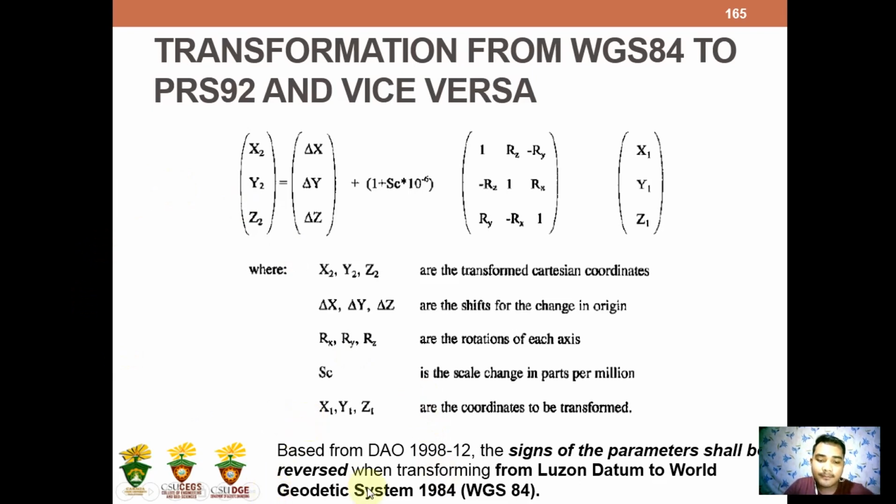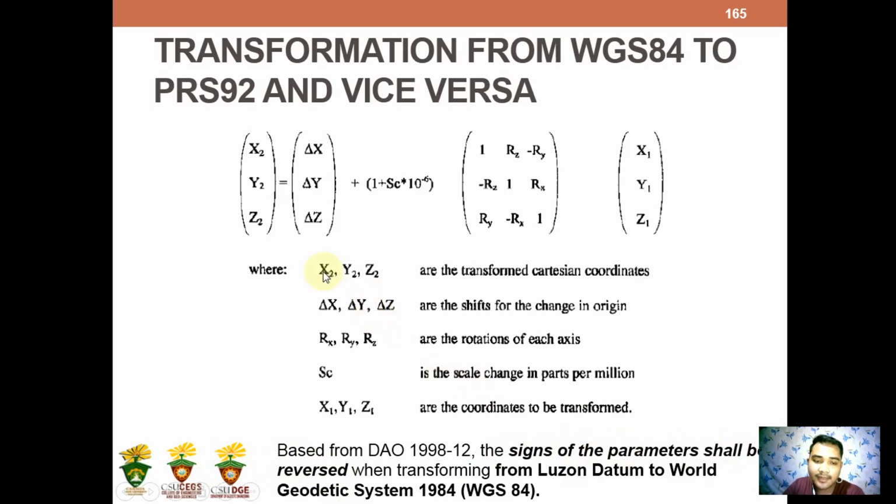Based on the DAO 1998-12, the signs of the parameters shall be reversed when transforming from Luzon datum or the PRS-92 to World Geodetic System of 1984. So since kani nga formula is WGS to PRS, for its vice versa, which is PRS to WGS, kinahanglan na to i-reverse, no? I-reverse nato ang sign of the parameters.